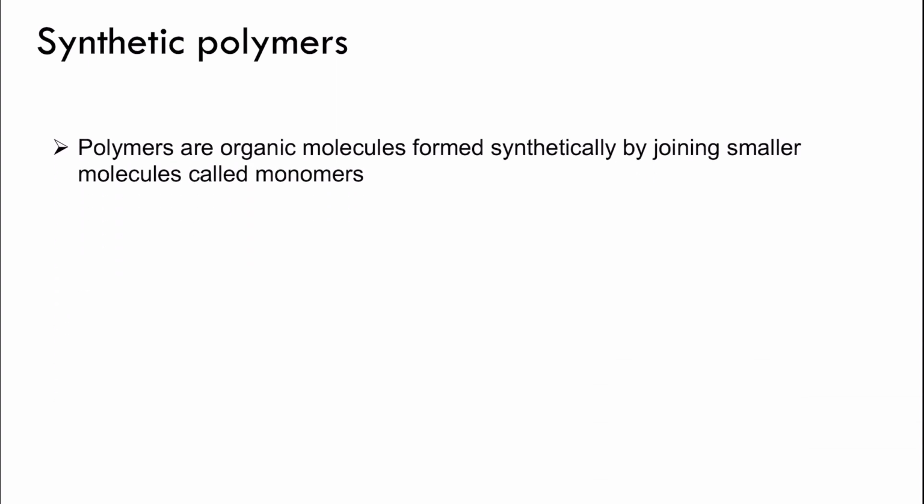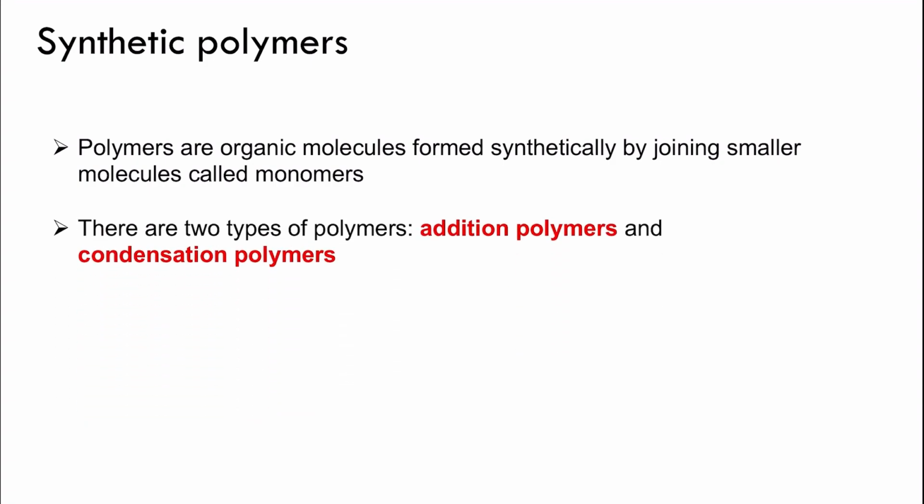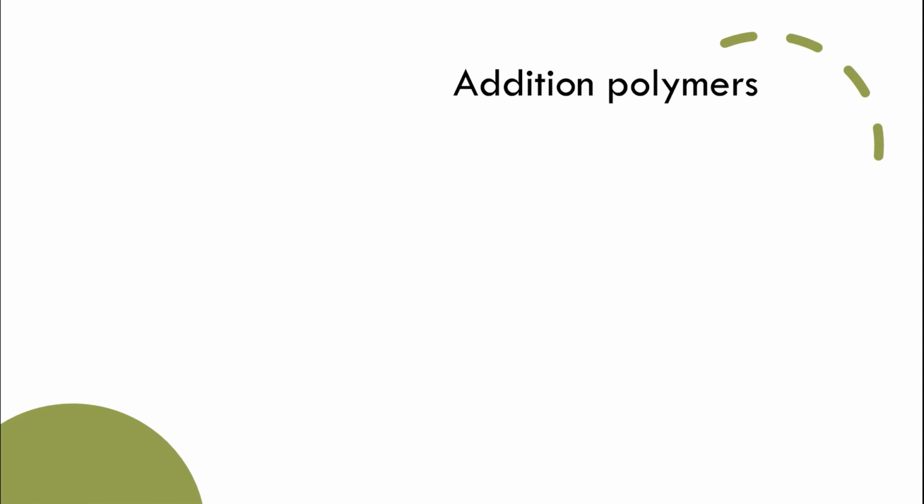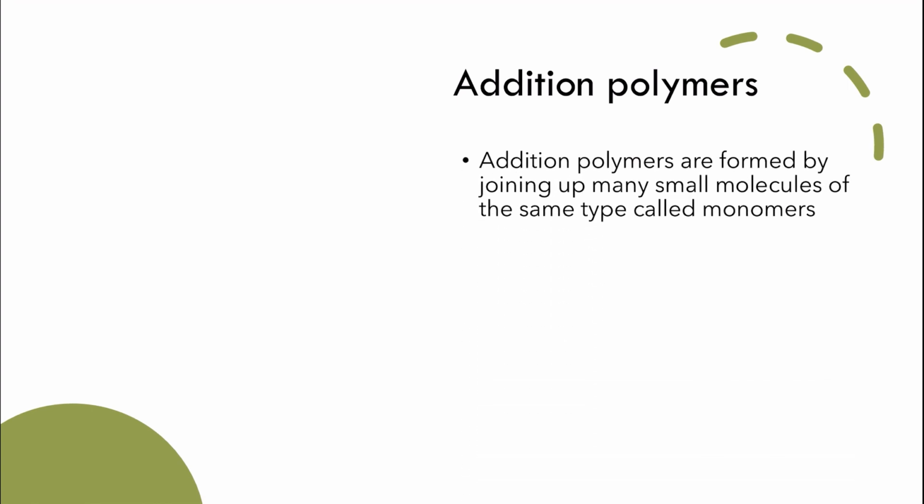So synthetic polymers are organic molecules that are formed synthetically by joining smaller molecules called monomers. They are formed of repeated units called monomers, the exact same unit repeated more and more until they give you the polymer. So there are two types of polymers. There are addition polymers and we also have condensation polymers. So let's start off by talking about addition polymers.